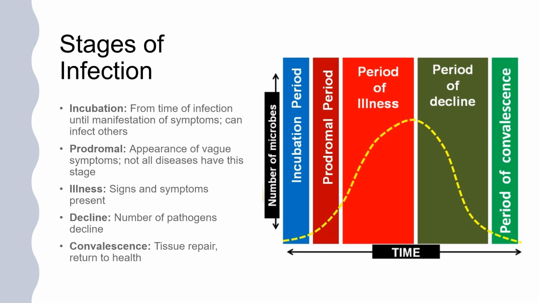Your textbook, the Davis textbook, refers to the decline stage, and that just is to signify some of the pathogens are dying off. And then we have the convalescent stage. So this is when those acute findings, those acute signs and symptoms begin to fade away, and there is tissue repair, and then you return to your baseline health. This can take, depending on the disease or infection, days to months.